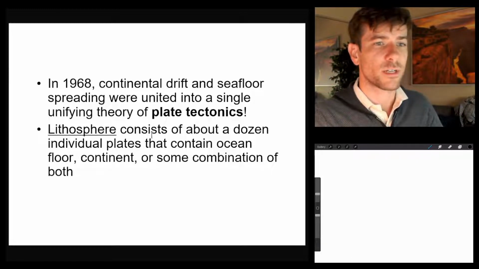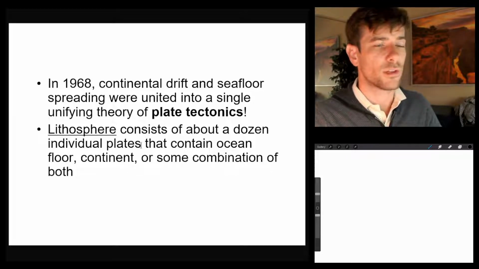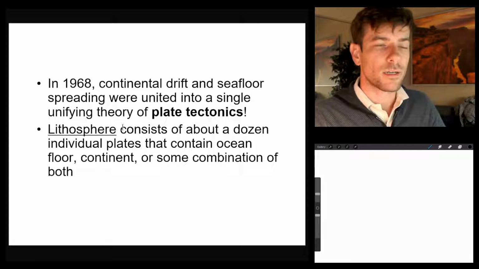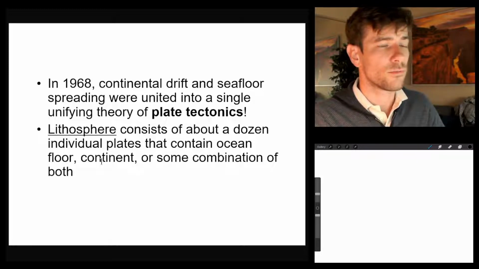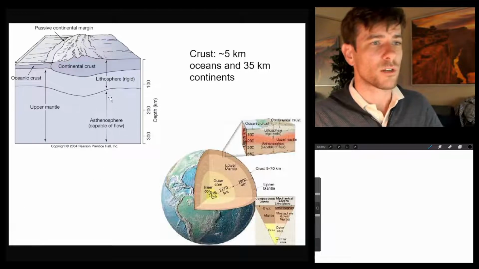Now, the lithosphere is broken up into about a dozen large plates. If you count the little small fragments, it's maybe 2 dozen, but not much more than that. These individual plates can contain ocean floor, continental crust. This should just say ocean crust, continental crust, or some combination of both. Okay, and these two types of crust are compositionally different.